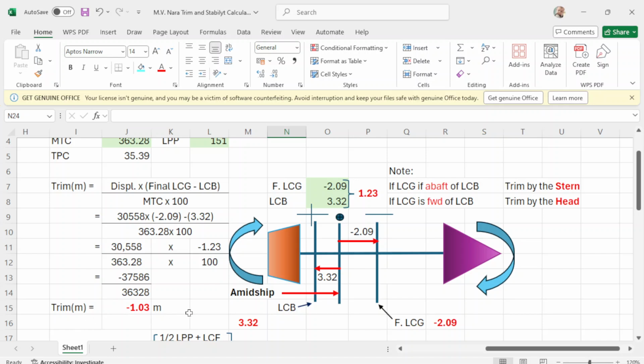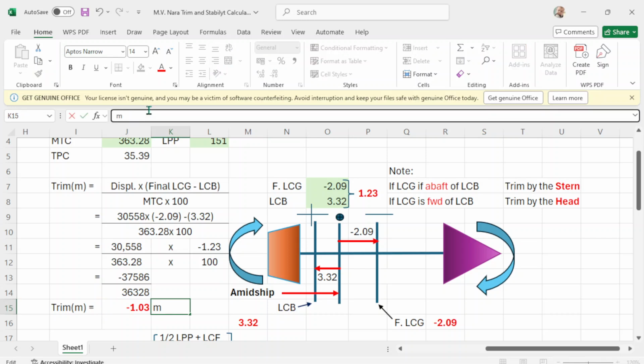So put here: trim by the head. Okay, put this one.